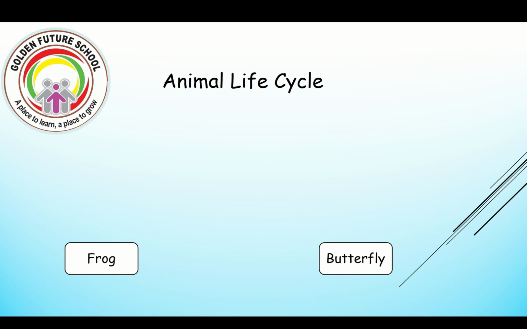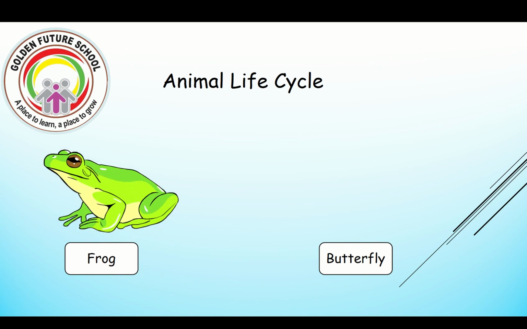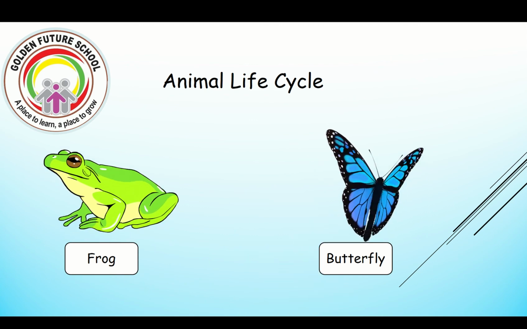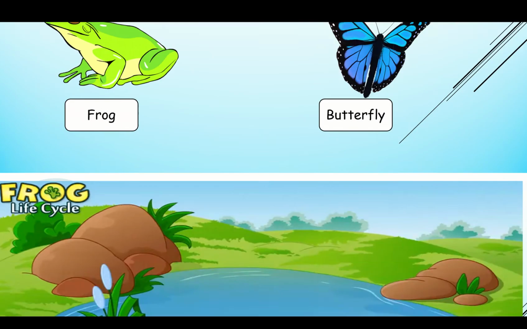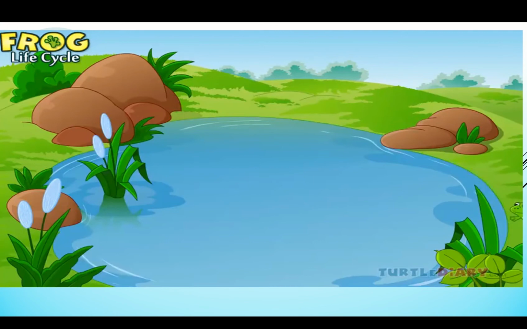We will talk about the frog life cycle. There's a frog, and we will talk about the butterfly life cycle. That's a butterfly. Ooh, I love butterflies. That's my favorite animal. Okay, let's go on. Let's watch the video. Which animal here is talking about, butterfly or frog? Let's watch it.